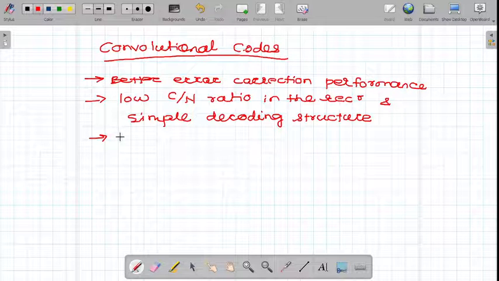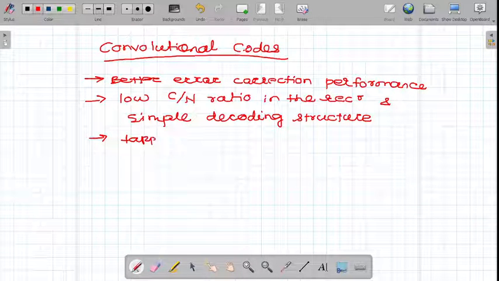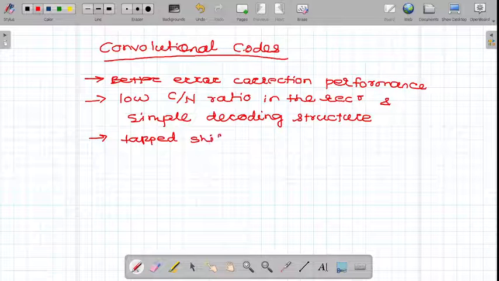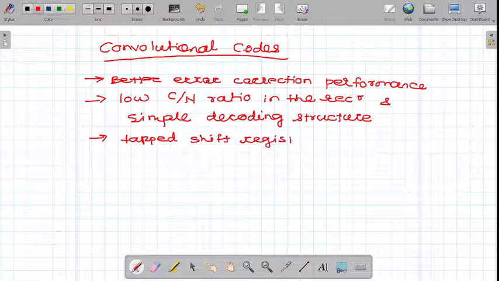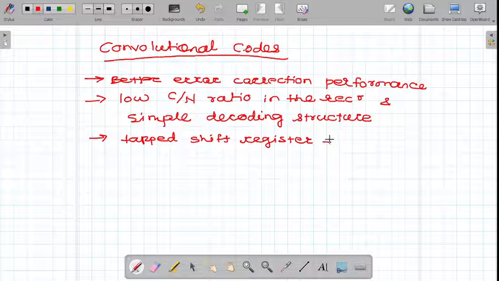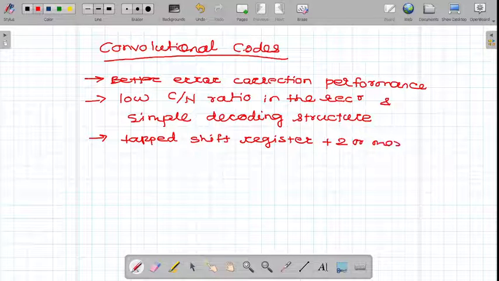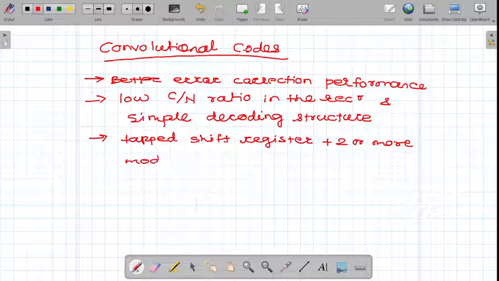Third point is convolutional codes are generated by a tap shift register. For the generation of convolutional codes, we need a tap shift register along with two or more modulo 2 adders.